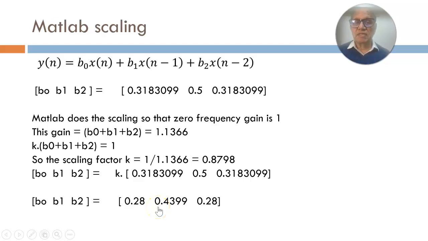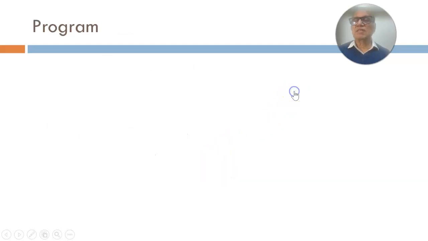When we write a small code and run it, we will see that the output of the program will be given by these coefficients and not by these coefficients. So just to revise, note that the array of coefficients that you get is slightly different because MATLAB ensures that the zero frequency gain is 1 and therefore it does the scaling. Okay, so let's look at the code.